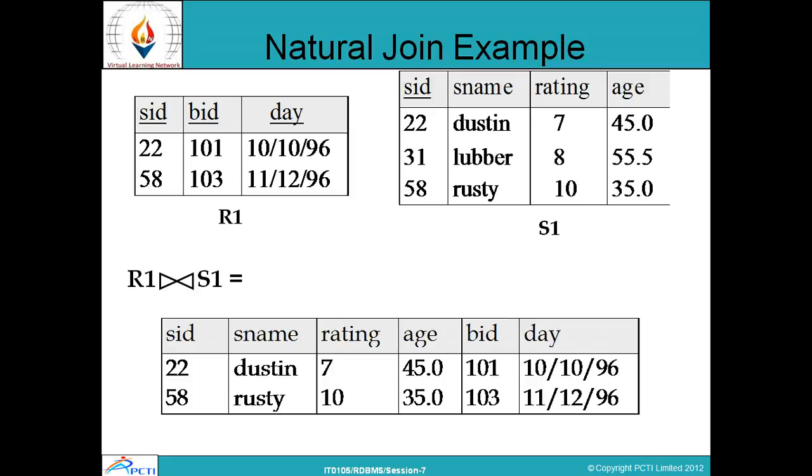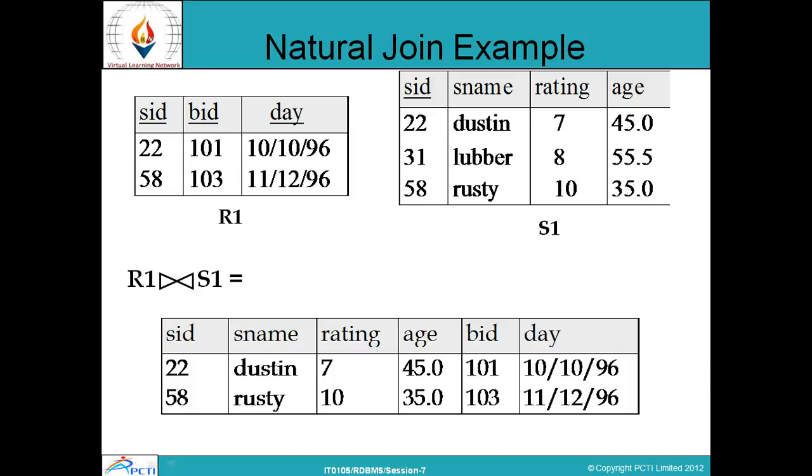The natural join is shown again with another example. Consider relations R1 and S1. These are the values contained in R1 and S1. If we apply the join operation, we get the first column as ID, which is the same in both S1 and R1. Then sname, rating and age, all the columns of S1, are included, and the remaining columns of R1, bid and day, are taken next.